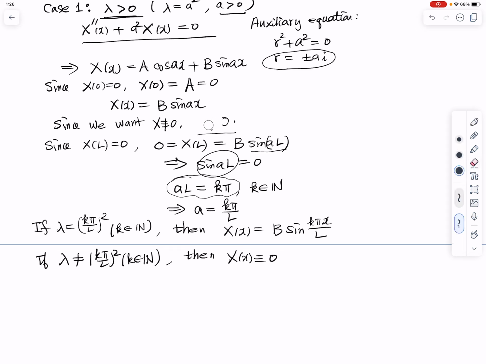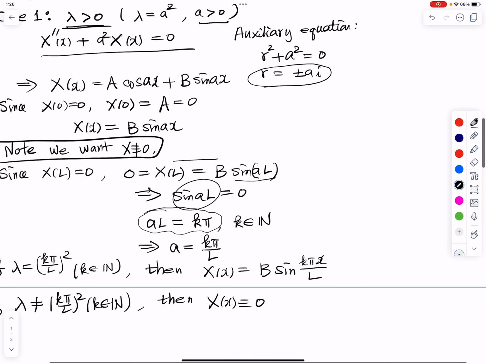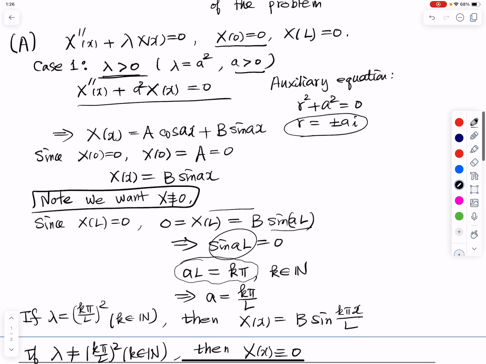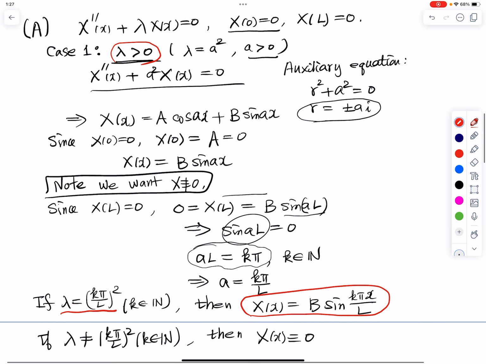Or you can just remove it here. Just note right here: we want X non-zero, and b equals 0, then we're done. Either way is okay. So anyway, if lambda is positive, we have only the value lambda equals k pi over L squared, and then we have a non-zero solution. So we're done with the lambda positive case.